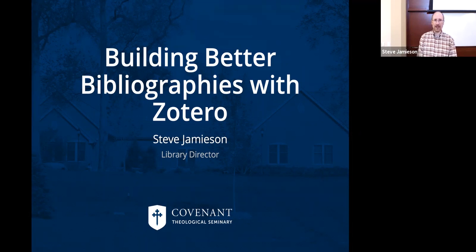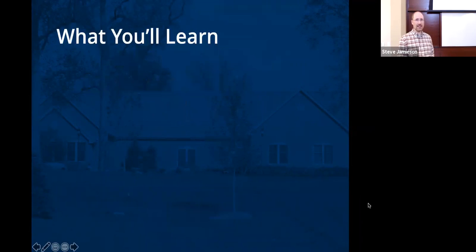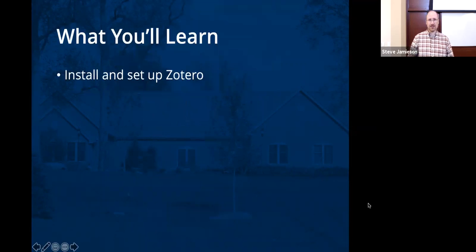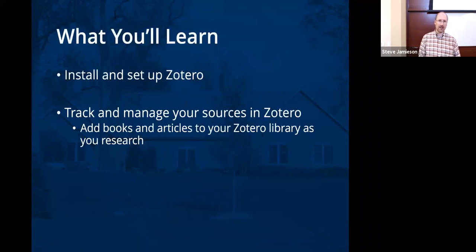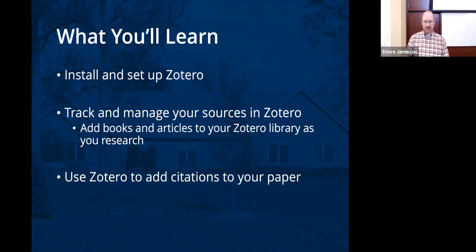And today we're going to be talking about the software program Zotero, which you can use to track your research, insert citations into your paper, and build a bibliography at the end. So we'll cover a couple things today. First up, we're going to talk about how to install and set up Zotero to get the best use out of it. We'll talk about how to track and manage your sources within Zotero. That is how to add books and articles to your Zotero library as you're doing your research. And then we'll talk about how to use Zotero to add citations and a bibliography to your paper as you do your writing.